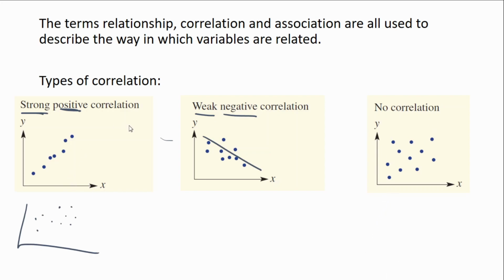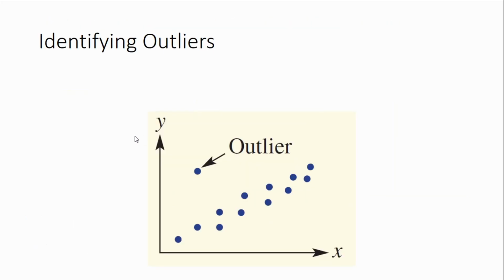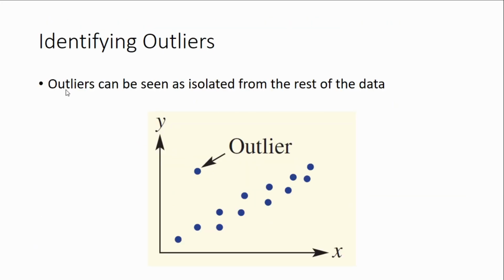From a scatterplot, we also need to be able to identify outliers. As you can see here, outliers can be seen as isolated from the rest of the data. The bulk of the data, as you can see, is in that group here. There's just one random value outside that, which will be your outlier there.